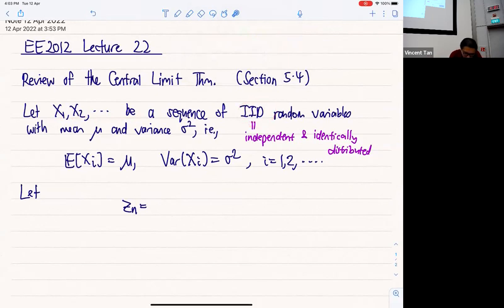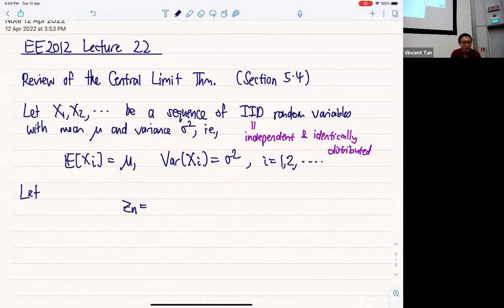Because they have the same PMF or PDF, clearly they have the same mean and the same variance. So we can give a single symbol for the mean, and a single symbol for the variance as well. The mean is mu, and the variance is sigma squared. These are the usual symbols for mean and variance. Because all of them have the same distribution, they have the same mean and the same variance.